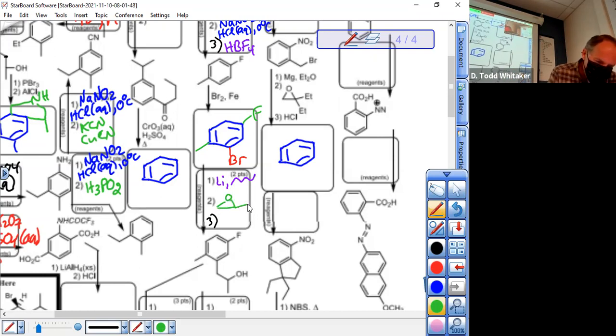Step 3, after you open up an epoxide, you got an O minus, HCl. Sorry, I should have three numbers in that box too. That's not 3 points though. HCl goes with the previous one. They're one thing.